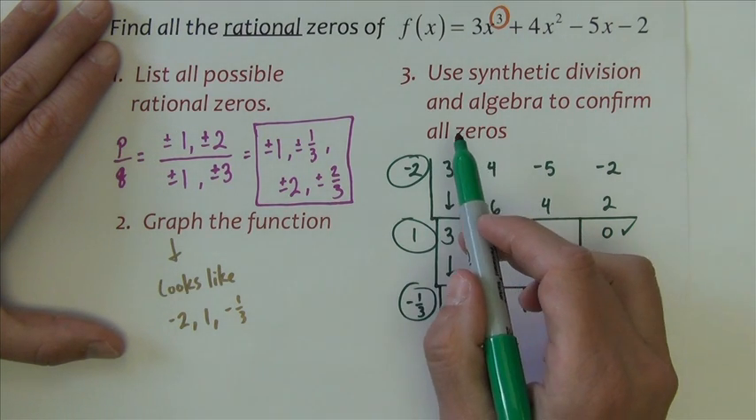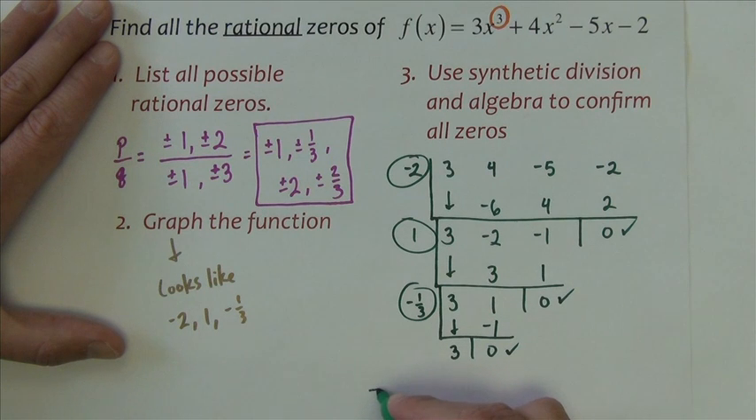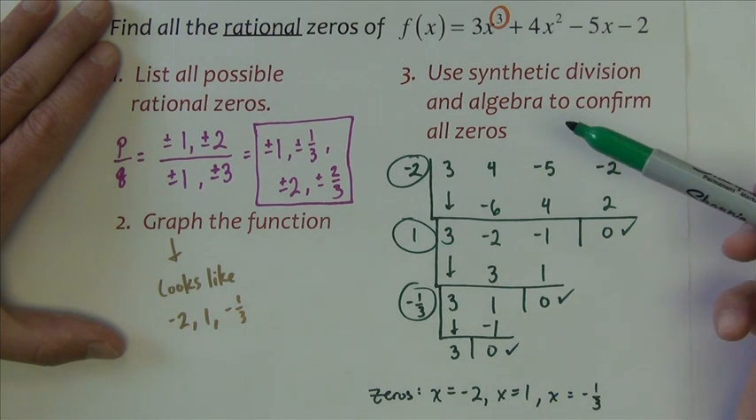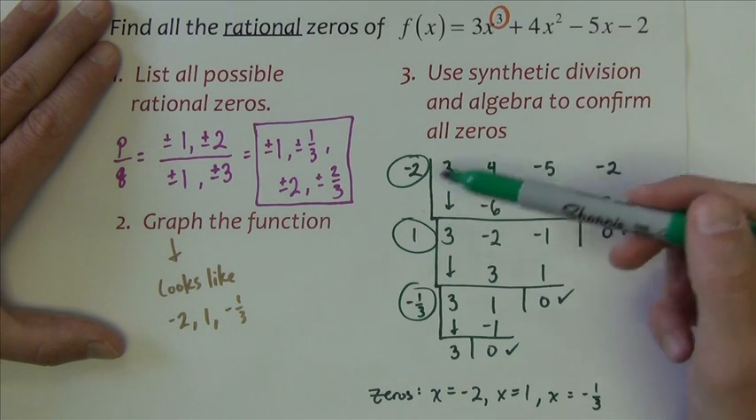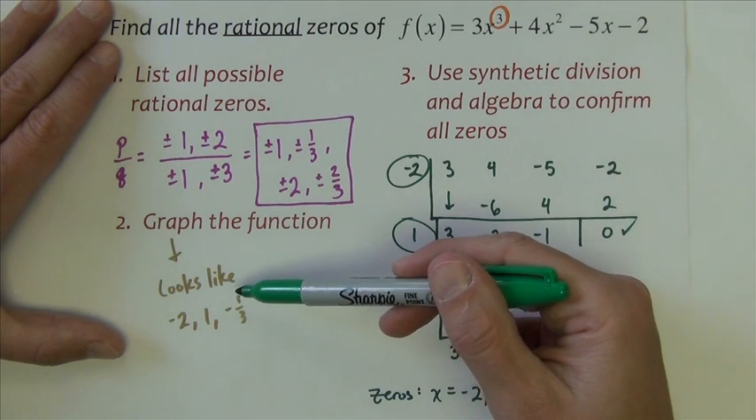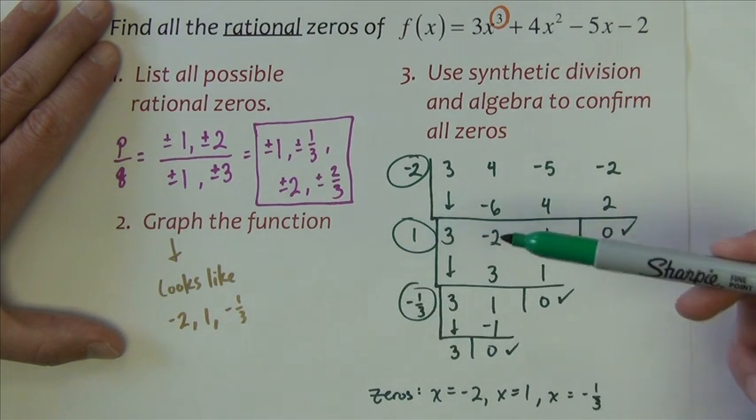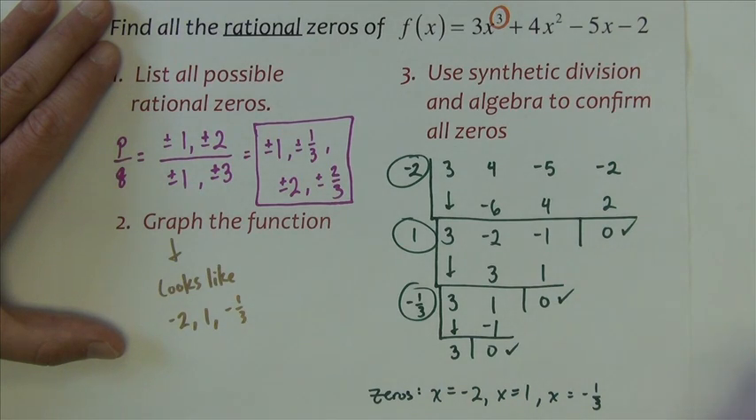So, have I found all the zeros? I have found that my zeros are x equals -2, x equals 1, x equals -1/3. I confirm them with synthetic division here. So the graph made it look like they were, and then I confirmed over here by showing remainders of 0 all the way down.